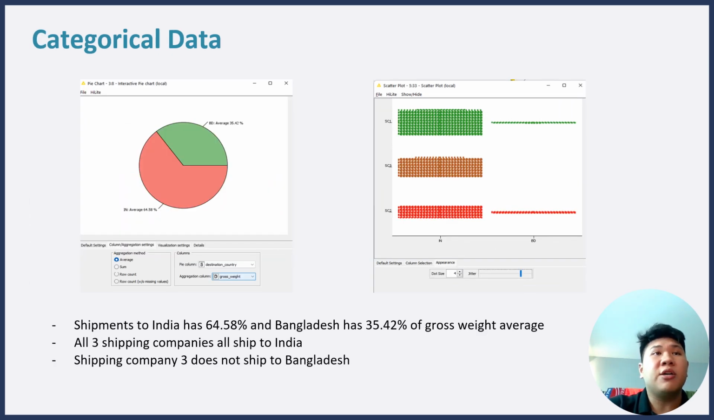Okay, so for our categorical data, we compare the destination country and gross weight using the pie chart. And for the scatter plot chart, we compared the shipping destination and the shipping company. Our first finding is that shipment to India has 64.58%, and Bangladesh has 35.42% of gross weight average. All three shipping companies ship out to India. Only shipping company 3 does not ship out to Bangladesh.